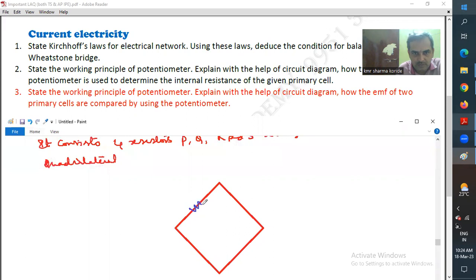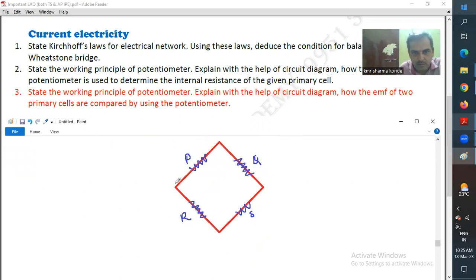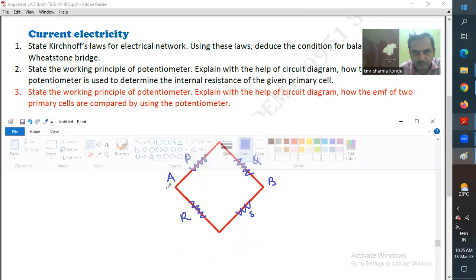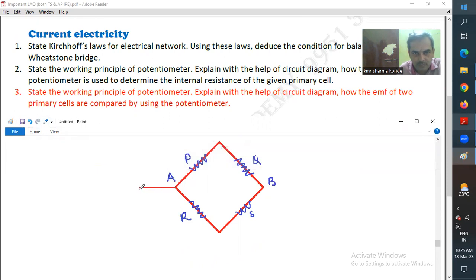So this is P. You can say this is Q. This is P. This is R. And this is S. So, okay, you take this is A. This is B. Between A to B, so looking at the diagram, you can frame the sentences.